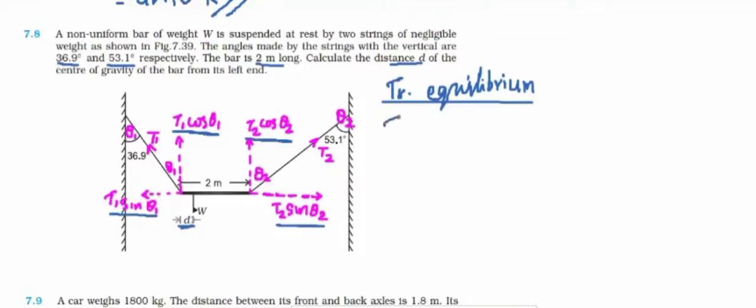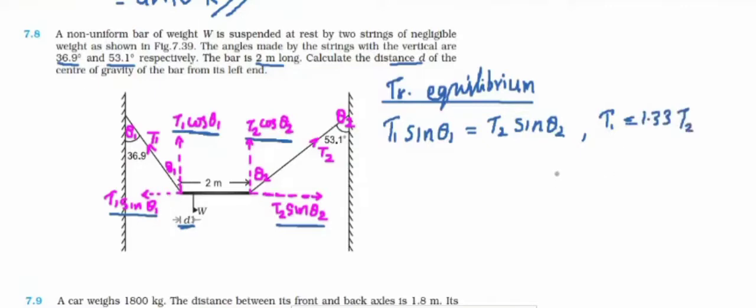We take the second condition now. We have T1 sin theta 1 equal to T2 sin theta 2. You know the values of theta 1 and theta 2, so you can use the sine table. Then you can find a relation between T1 and T2, or you can take the ratio T1 by T2. So you will get around T1 equal to 1.33 T2, or T1 by T2 equal to 1.33.